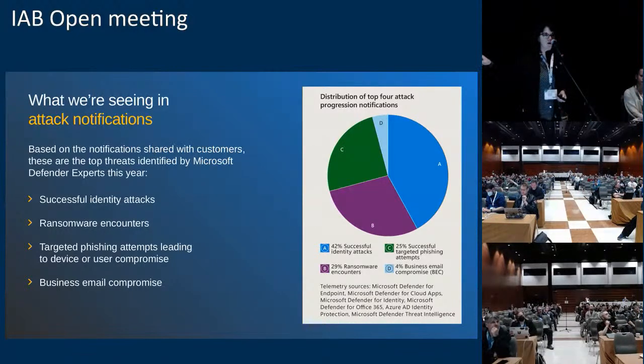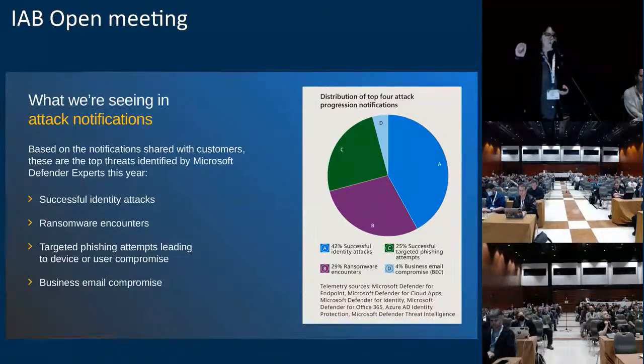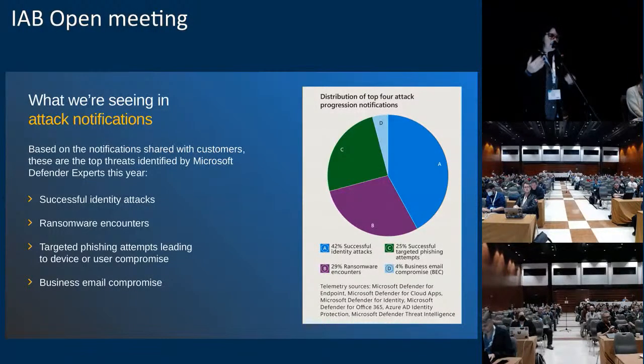These are again our targeted attack notifications. I'm a little bit of two minds about this from the point of view of numbers, because successful identity attacks is a vector. A targeted phishing attempt is a vector. How do they get into the organization? And then successful ransomware encounters and business email compromise potentially are the outcome or the result of those. Okay.